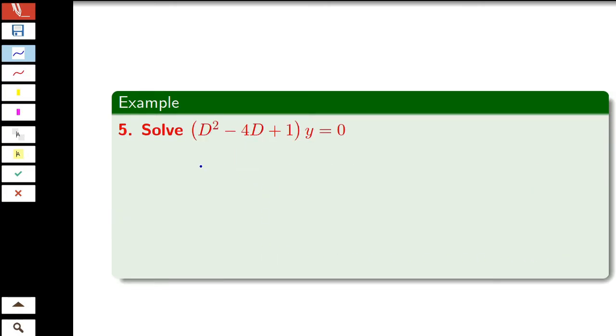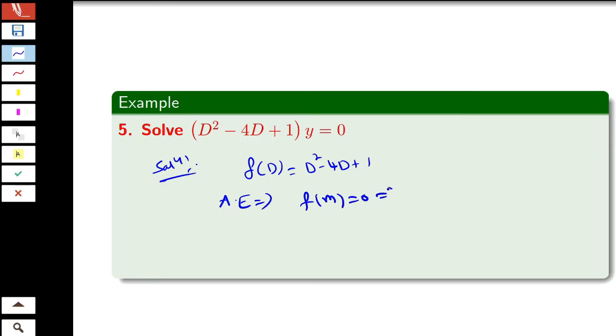Now come to example 5. It is directly given in operator form. Write the solution as given: f of D is equal to D square minus 4D plus 1. The auxiliary equation implies f of m is equal to 0, that implies m square minus 4m plus 1 equal to 0. If you have a calculator, you can find out, or you know the quadratic equation roots: m equal to minus b, here minus of minus 4, plus or minus square root of b square, meaning 16, minus 4ac, meaning minus 4, by 2a, meaning 2 times 1.